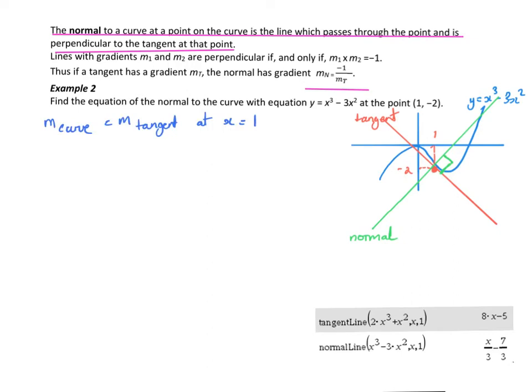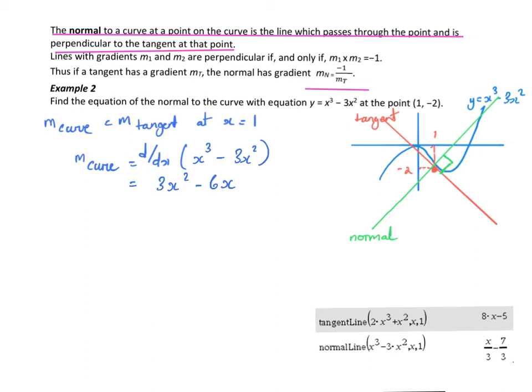I'm going to start off exactly the same way as I did last time. I know that the gradient of the curve is the same as the gradient of the tangent at x equal to 1. And so once I work out what the gradient of that tangent is, I'm then just going to flip it and make it negative. So the gradient of the curve is d/dx of x cubed minus 3x squared. And when I differentiate, that's 3x squared minus 3 times 2, which is 6x.